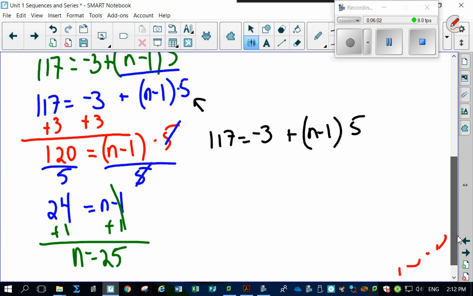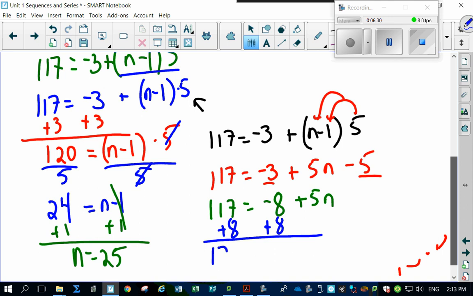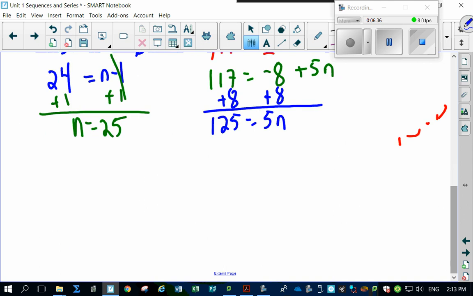Traditionally, you were taught, like in grade 9, that you had to distribute this. Okay, check it out. 117 equals minus 3 plus 5n minus 5. And then you combined like terms, right? Do you remember that? So if you combine like terms, that worked out to be 117 equals minus 8 plus 5n. And now watch, this is awesome. Add 8, that works out to be 125 equals 5n. And guess what? If you divide by 5, n works out to be 25 anyways.